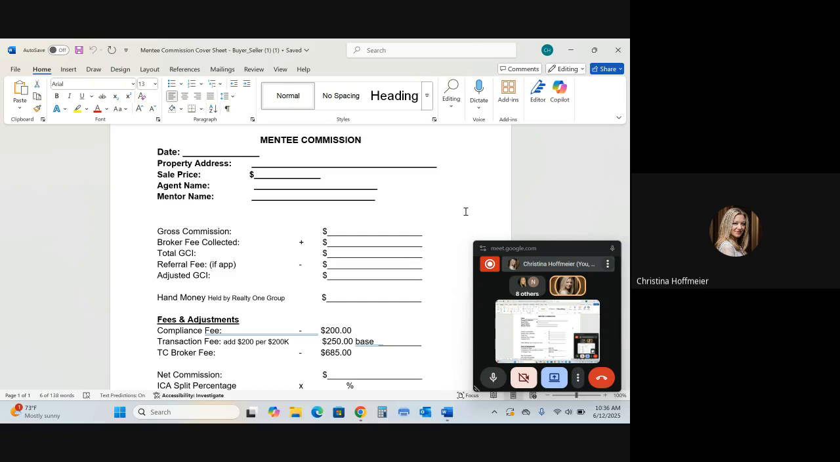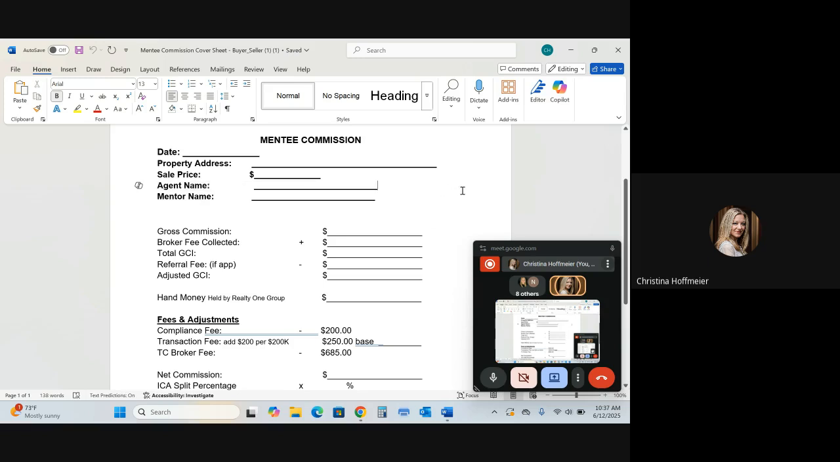Another question I commonly get, regardless of which processing form you're using, is about the brokerage fee. What if I charge more? What if I charge $885 for my brokerage fee? What if I charge $1,000 for my brokerage fee? What do I do? Where do I put it? You're still going to put gross commission here, and where it says broker fee collected, you're just going to put that $885 in your broker fee. We're not taking the $885.